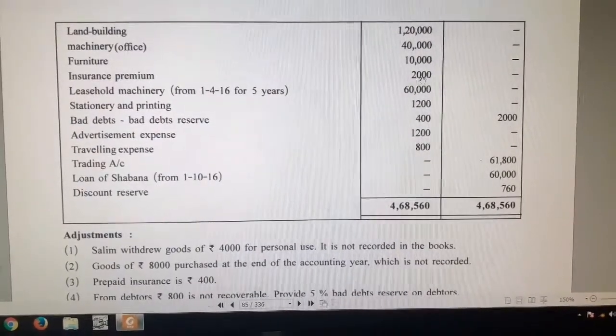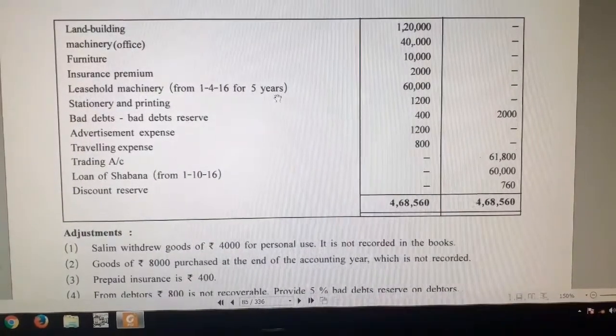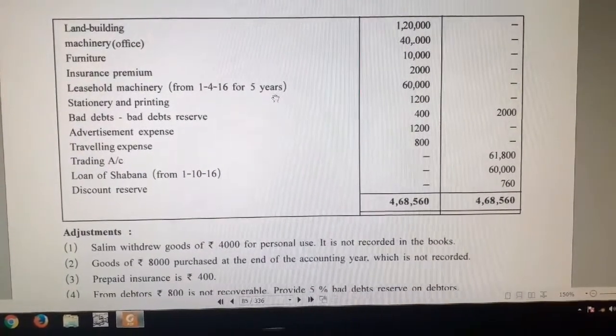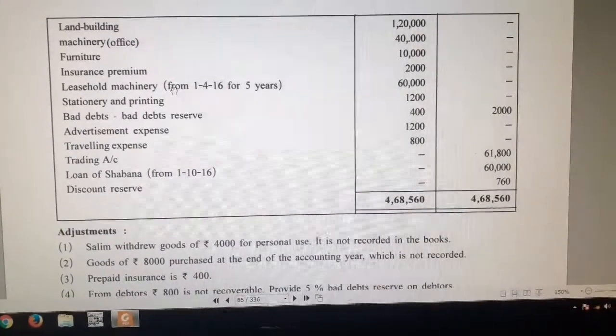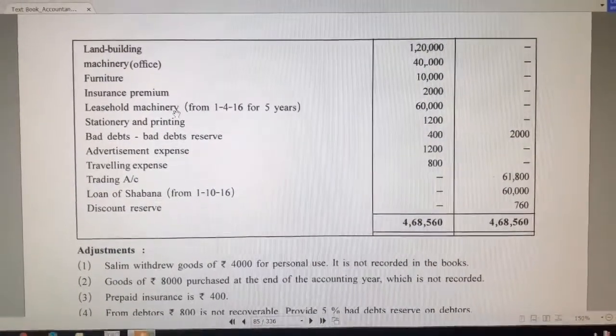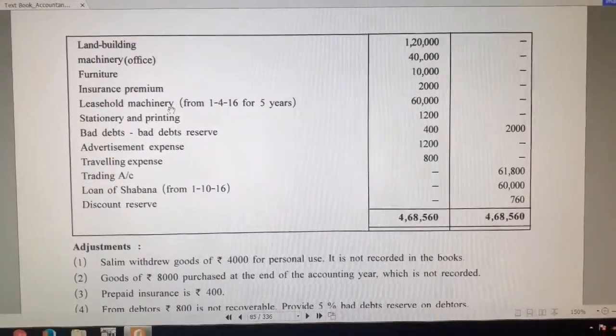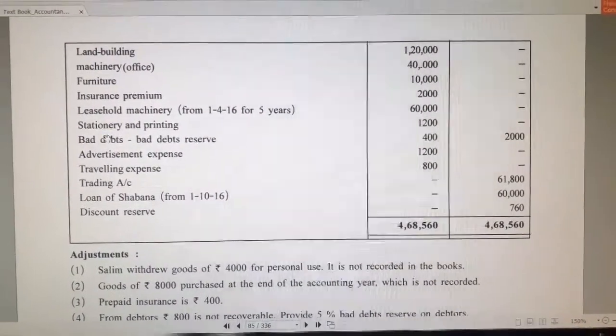So divide 60,000 by the 5 years. So we will get 12,000 rupees. So current year lease is rupees 12,000, which is to be written off. So profit and loss account debit to leasehold machinery account 12,000, which is the adjustment entry. One effect profit and loss account debit side, other effect minus from leasehold machinery.